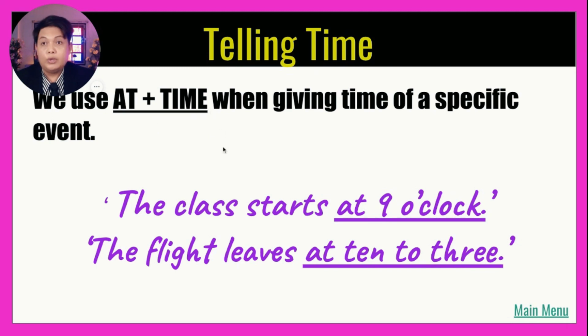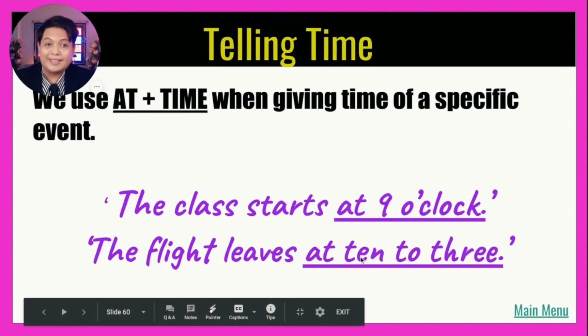Next, please remember that we use at plus time when giving the time of a specific event. For example, the class starts at 9 o'clock. Or the flight leaves at 10 to 3. What do you mean by this? At 10 minutes to 3 o'clock. But you could write it shorter like this.